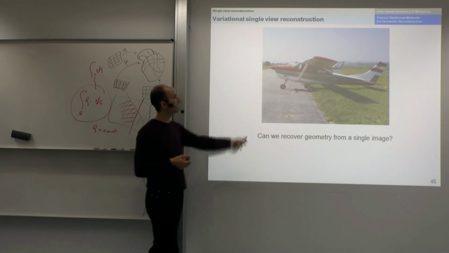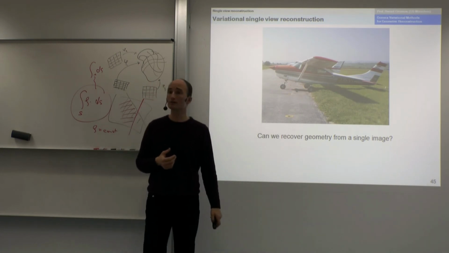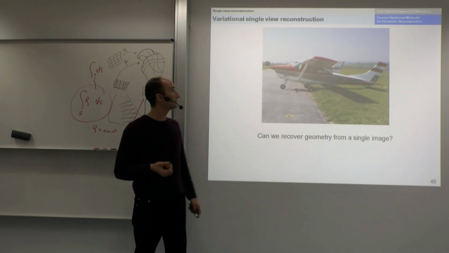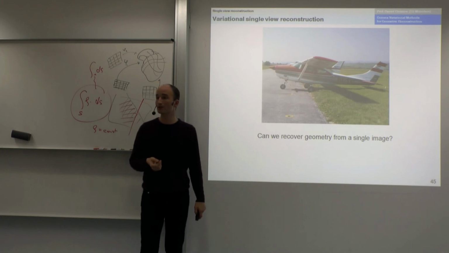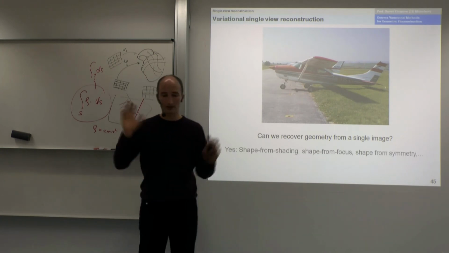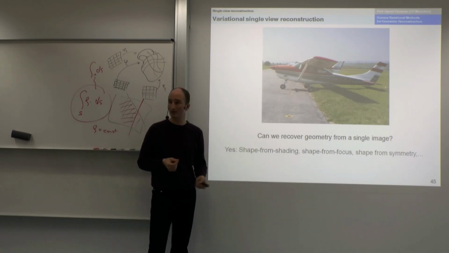And so the question is, can we get geometry from one image? And it turns out there are actually tons of algorithms and publications on that problem, a problem that is typically called single view reconstruction. These approaches, and there is a multitude, exploit a number of cues in the image.